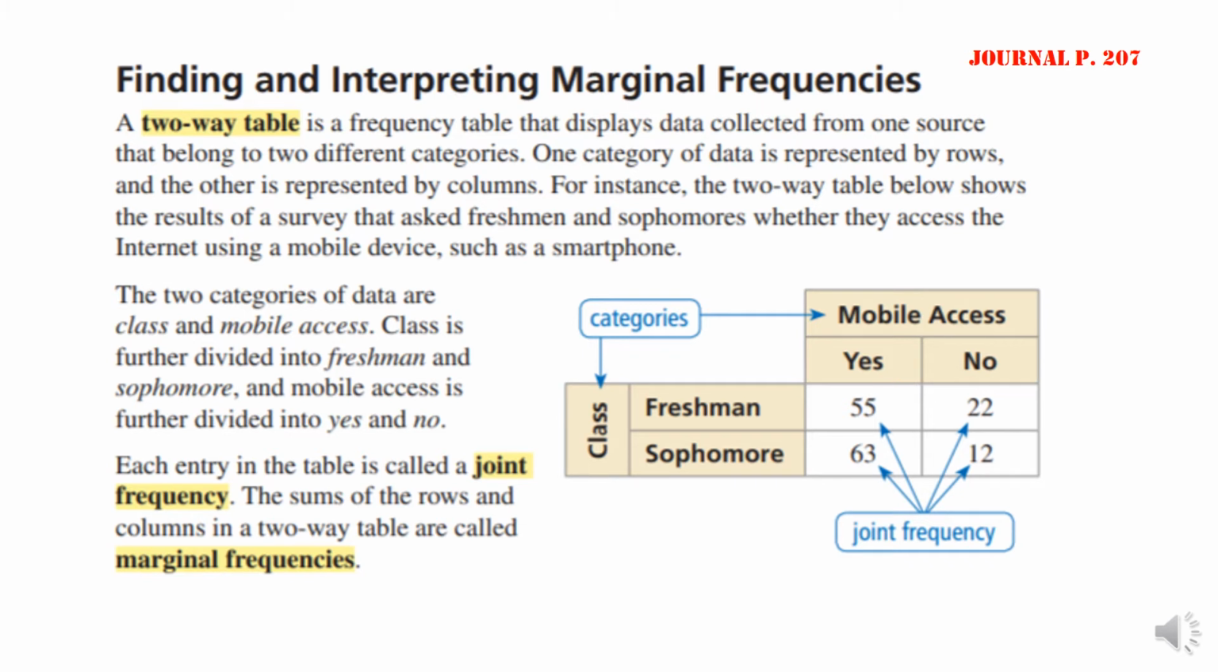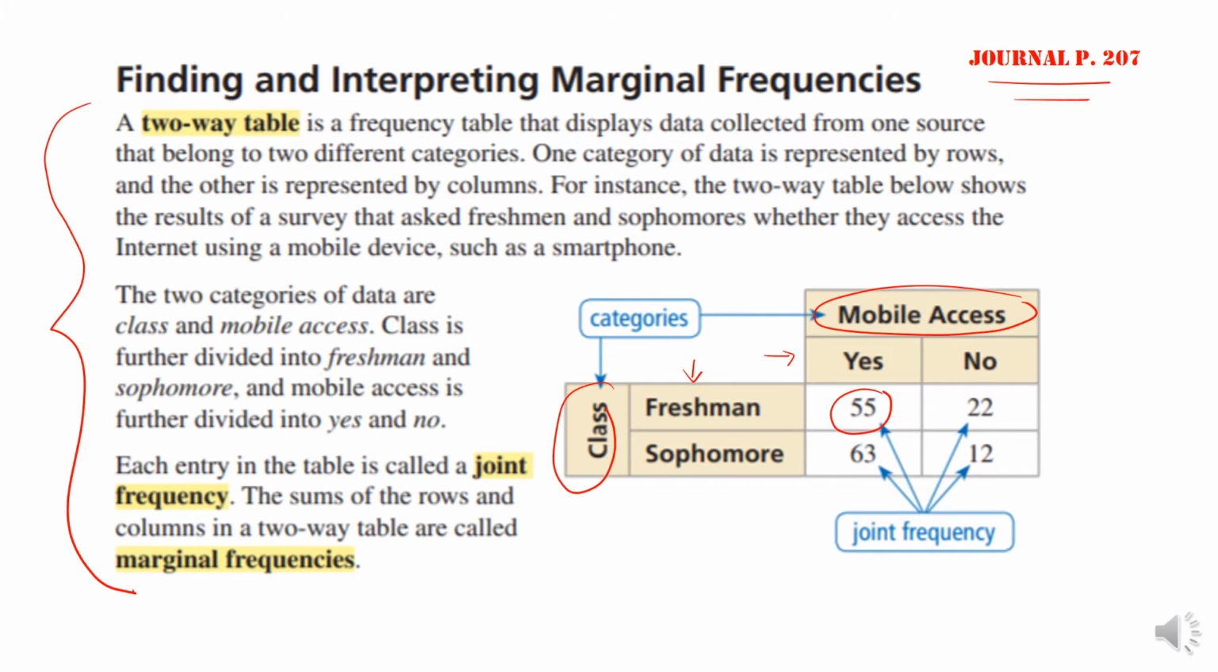Here's an explanation, and you can push pause and read this. This is in your journal on page 207. It's just explaining what each part of the frequency is. The first thing you have is your categories, and these are the specifics for your categories. Then each answer is called a joint frequency because it's taking into account two things. These are the freshmen that answered yes, these are the freshmen that answered no. These are the sophomores that answered yes. These are the sophomores that answered no. When we add on the totals, that's when we get the marginal frequency.